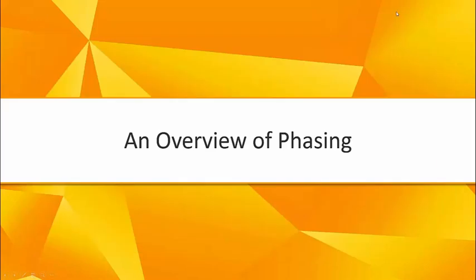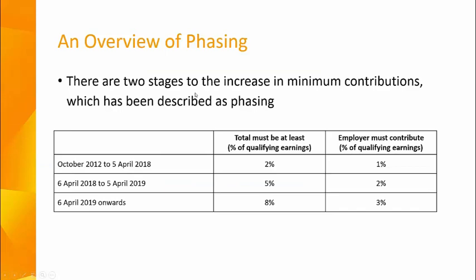Okay, so first up we have an overview of phasing. By law, the minimum contribution rates for auto-enrolment are set to increase. There are 2 stages to the increases in minimum contributions, which have been described as phasing. The first increase will take place on the 6th of April this year and the second increase in April 2019. On the 6th of April 2018, the total minimum contribution rates will increase from 2% to 5%.